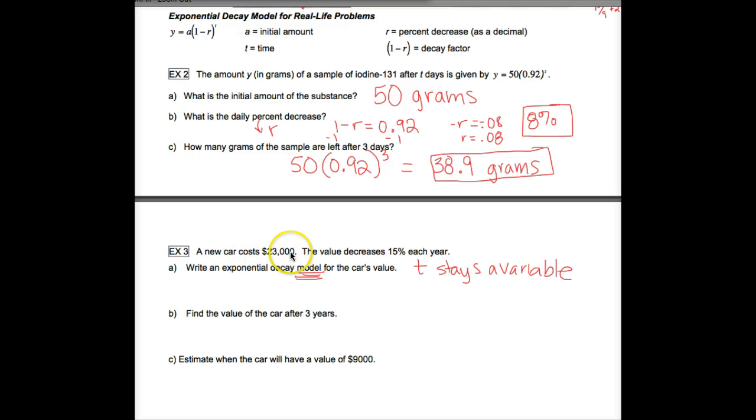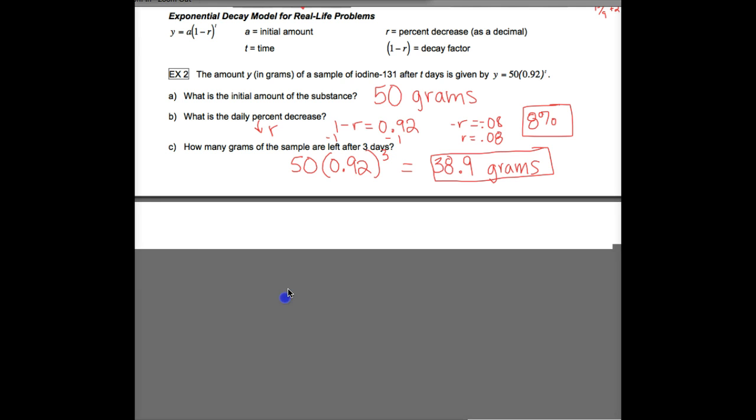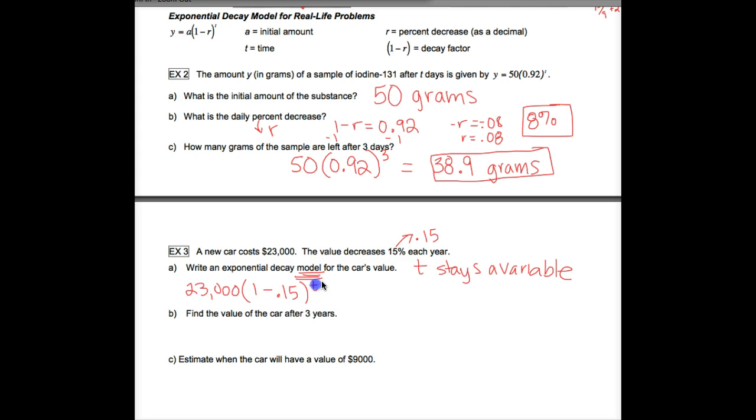So, starting cost was $23,000, so that's going to be my initial amount. Then I've got 1 minus, then the percent decrease is 15%, so as a decimal, that'd be 0.15, to the T. So, if I go ahead and simplify that, 1 minus 0.15 is 0.85. So $23,000 times 0.85 to the T is going to be my model that I could use.